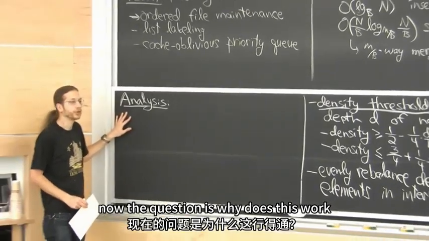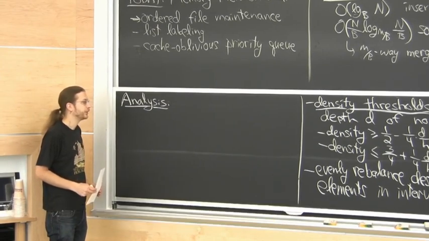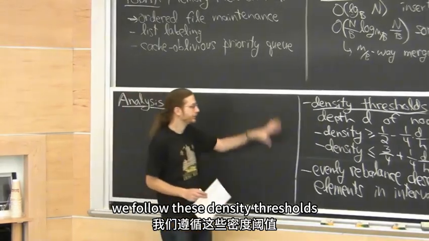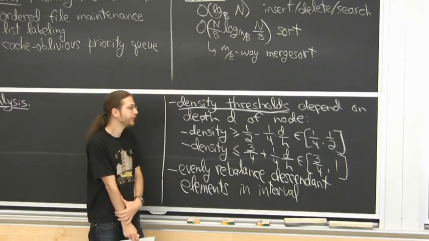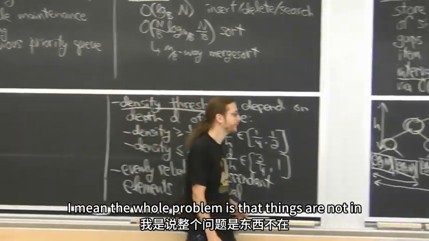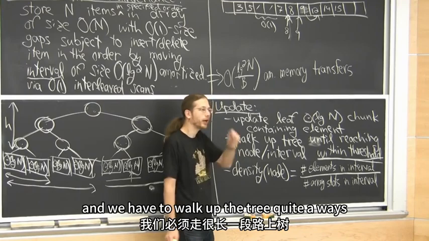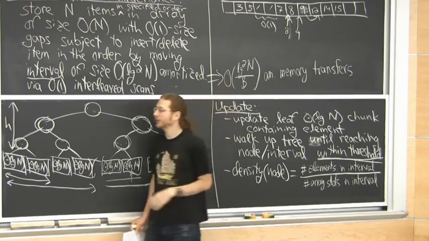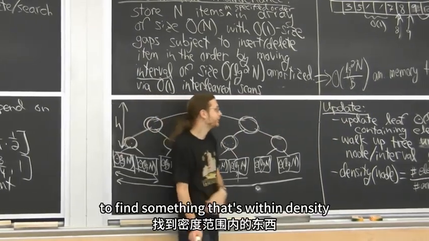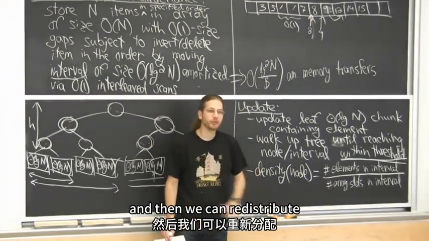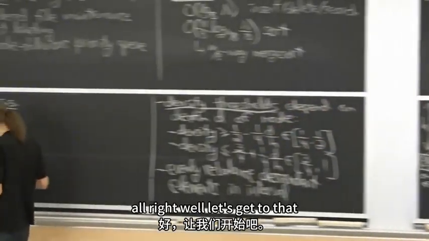Now the question is, why does this work? How do we prove log squared amortized interval size when we follow these density thresholds? Notice that we're not keeping intervals within density at all times. The whole problem is that things are not within threshold right at the start, and we have to walk up the tree quite a ways potentially. The claim is it's only about log n levels up the tree to find something that's within density, and then we can redistribute, and then we fix everything below us. All right, well, let's get to that.